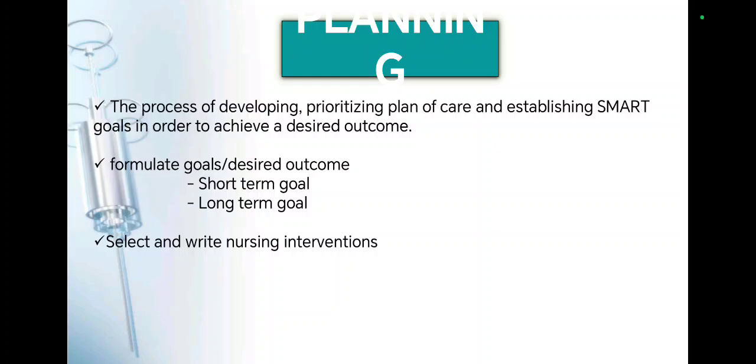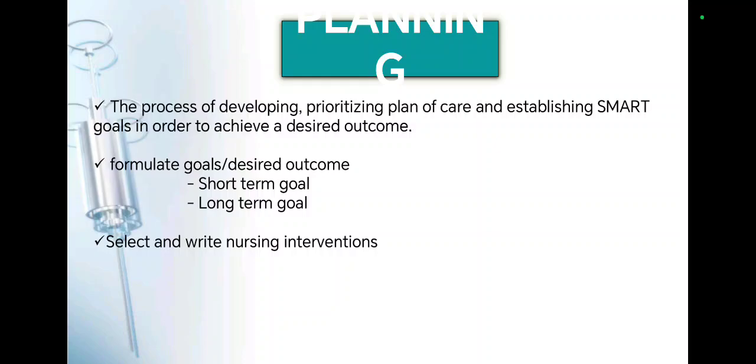Now, in the planning phase, we also formulate goals or desired outcomes. It may be a short-term goal or a long-term goal. So when we say short-term goal, it takes hours to achieve that goal. And when we talk about long-term goal, it takes days or weeks, even months or years to achieve that kind of goal. Okay? So, we will now select and write nursing interventions during this planning.